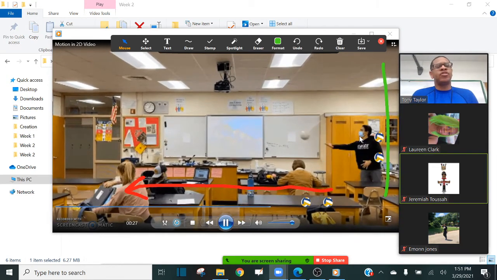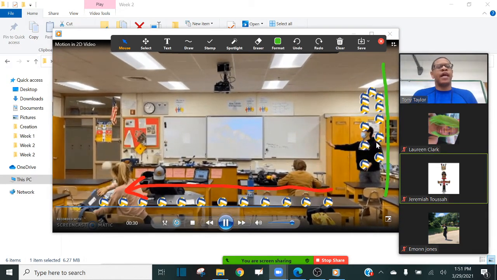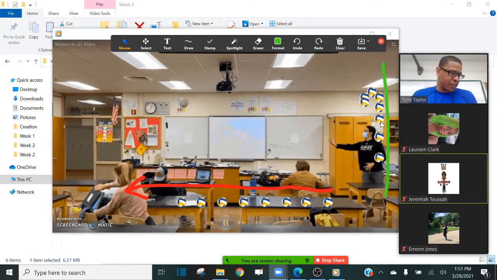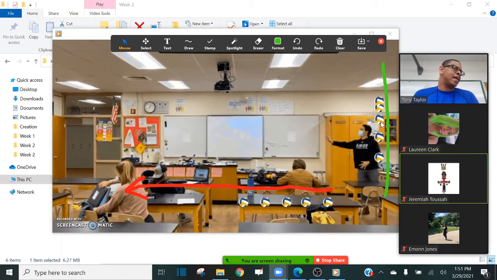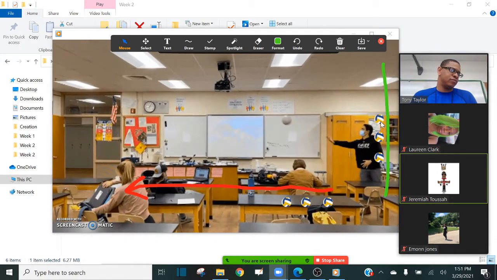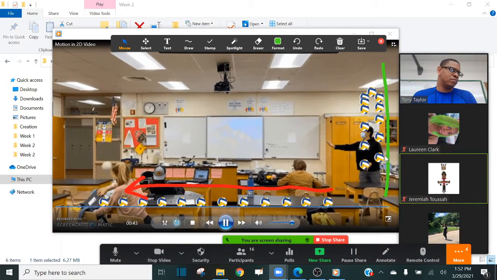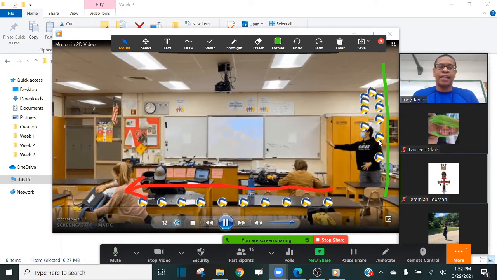But guys, let me ask you a question. Does the velocity of the ball stay constant in the y direction? What do y'all think? Yes or no? Does the velocity stay constant in the y direction? No, exactly. It does not.